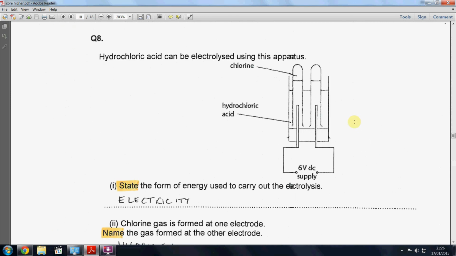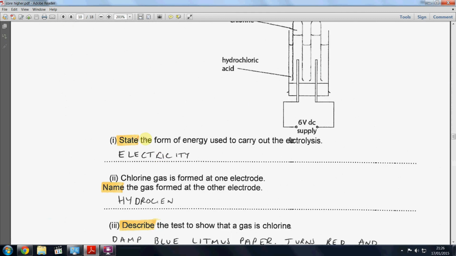Okay, so here we've got an electrolysis experiment. We've got hydrochloric acid, and we're separating it out, and we can see we've got some chlorine already forming in here, but we've been suspiciously not told what this gas is here. So the first part of the question is a state question, so I literally need just to write an answer down, a word or something like that. And it says state the form of energy used to carry out the electrolysis, and it is electricity. There's a bit of a clue in the name.